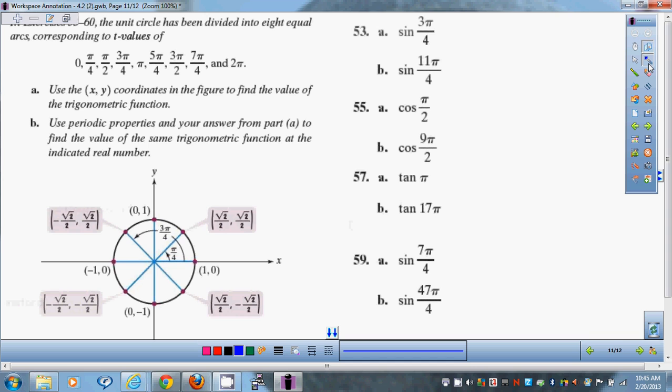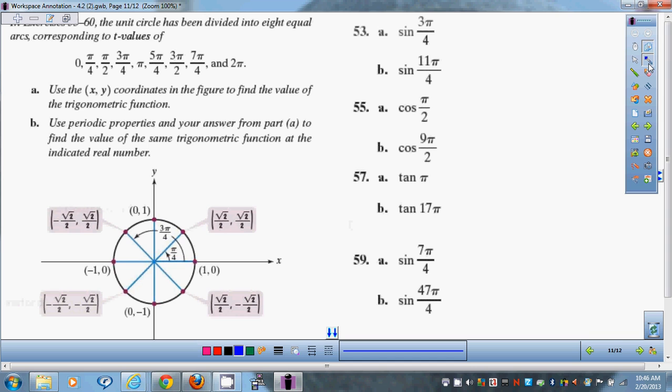What's the difference between those two numbers? 40 pi, right? So the difference between these two numbers is 40 pi over 4. What does that reduce to? 10 pi. Is that an even number? Yes. 10 pi, even number. So what did we just say? If you add or subtract an even number of pi, does it change anything?